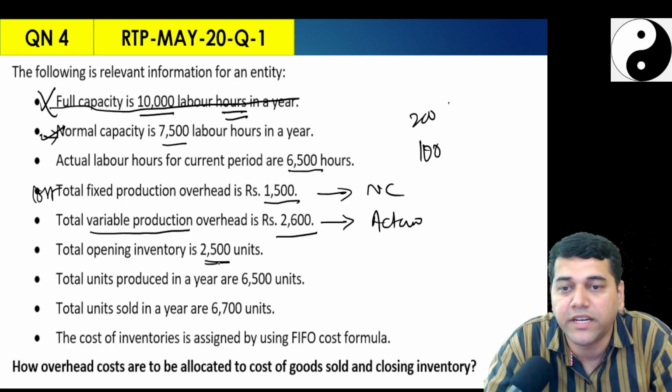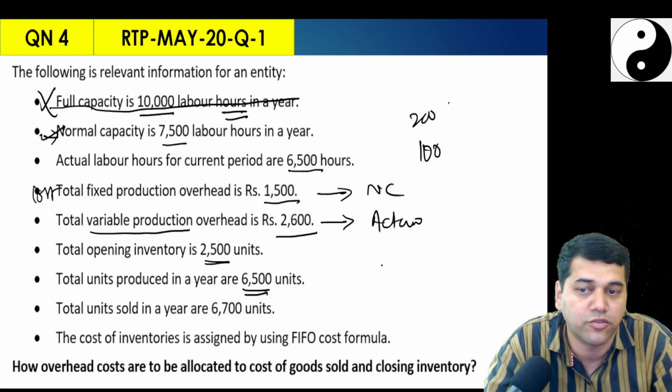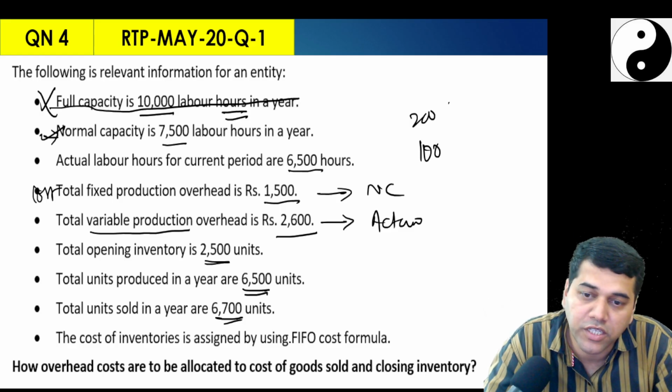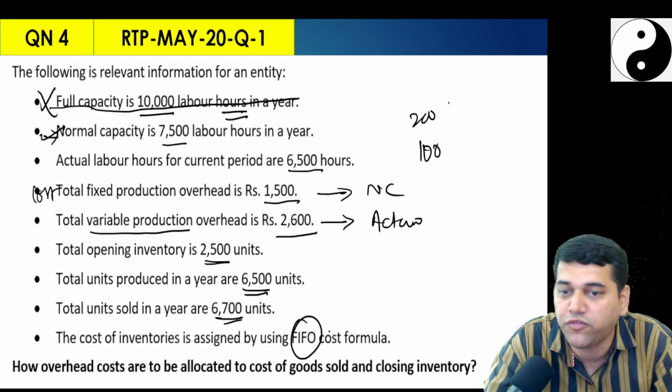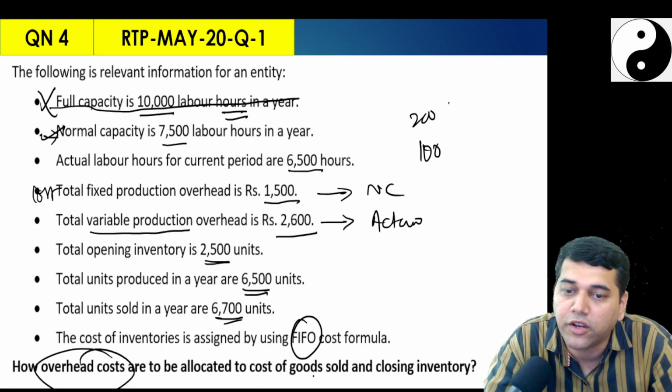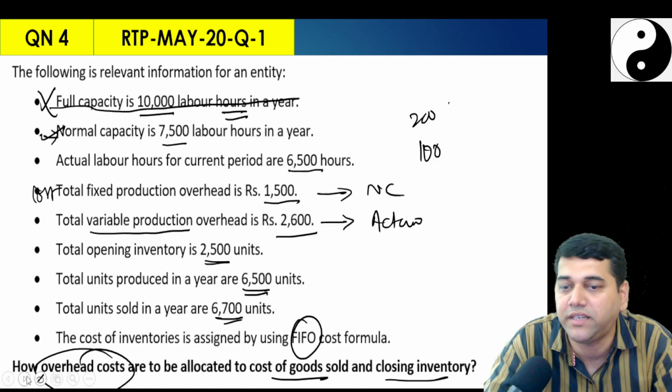Total opening inventory is 2,500 units. Units produced during the year is 6,500. Units sold is 6,700. Now, which method to be used? FIFO cost formula to be used. So, whatever is latest is the cost. Now, how are the overhead costs to be allocated to the COGS and inventory?